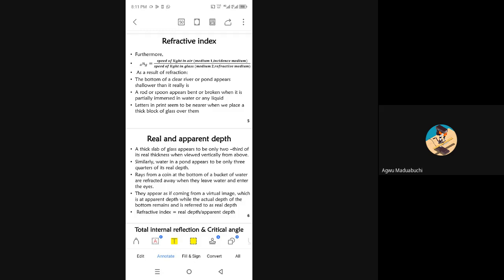Examples of refraction from slide 5. The bottom of a clear river or pond appears shallower than it really is, due to what? Due to refraction, traveling from air to water. Is that taken? Yes, sir.